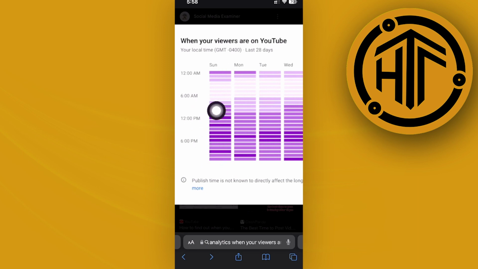What this means is the darker the shade of the color, the more likely that is the best time to post, because at that time, that is when most of your viewers are active on YouTube. Of course, you need to target these specific time frames, and you should avoid posting on the shades of color that are lighter.